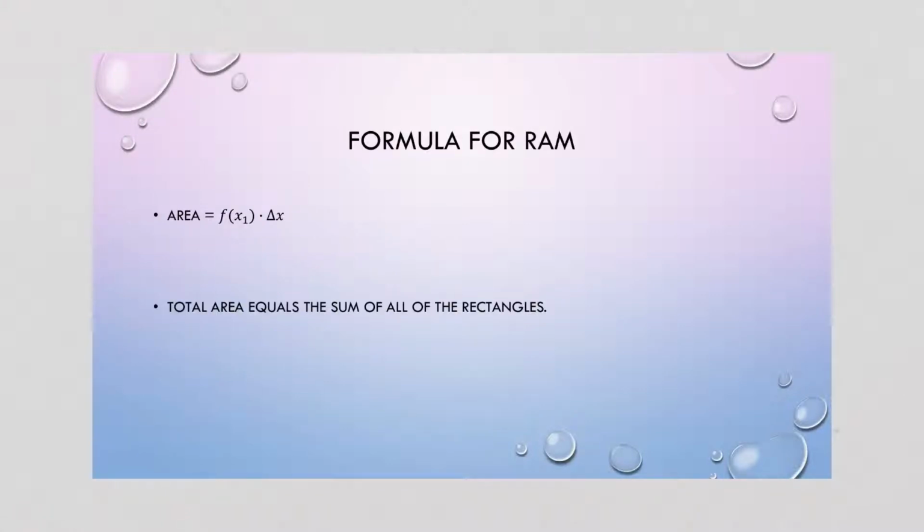And the formula that we use is the area of each rectangle is equivalent to the function at x sub 1 times the width of each rectangle. And this is the change in x, which is the width, but it's the same for all rectangles. So our heights can change, but our widths are always the same. And if we take all of those areas of all of those rectangles, it equals the sum. And that gives us the area under the curve.